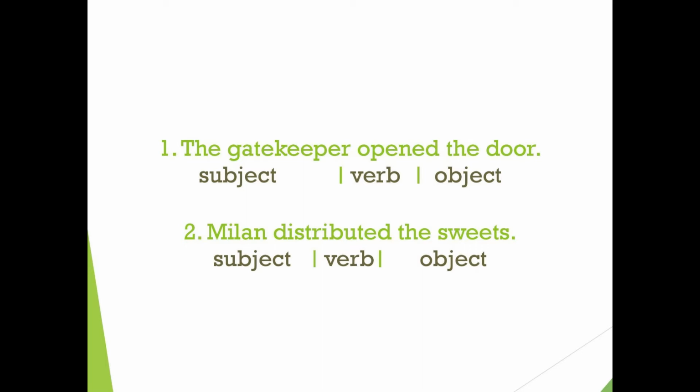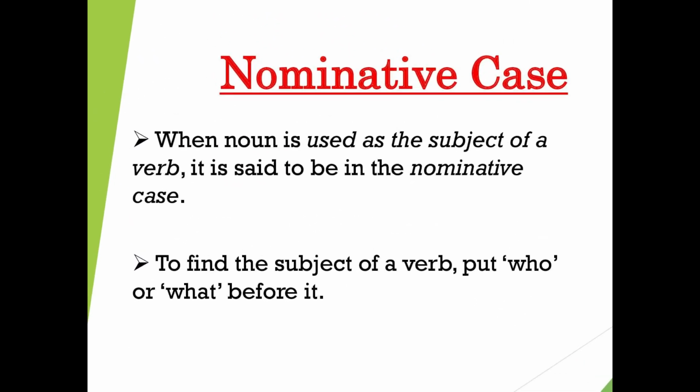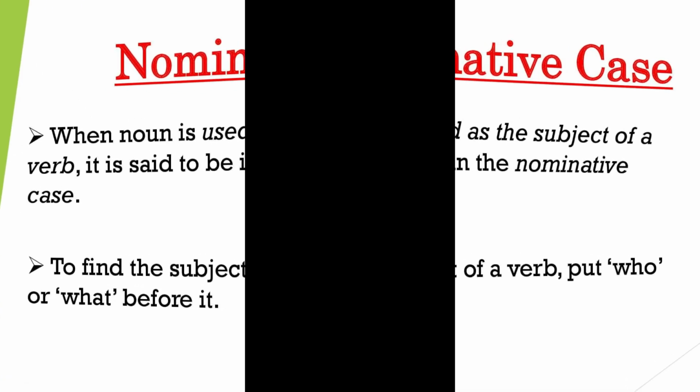So let's understand what is the first kind of case. First kind of case is nominative case. When noun is used as the subject of a verb, it is said to be in the nominative case. Whenever we use noun as a subject, it will be in nominative case. And how can we find what is subject? We can find by asking question who or what. To find the subject of a verb, put who or what before it.